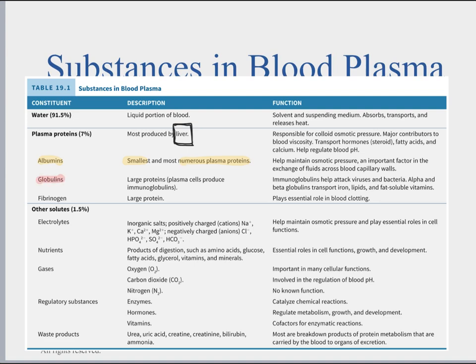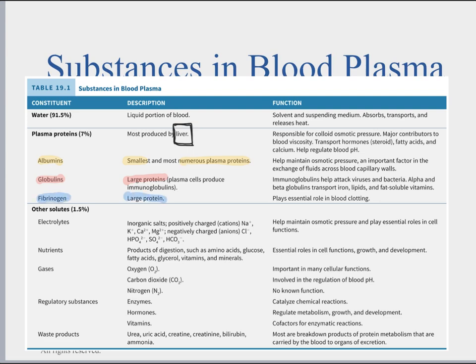The second are globulins. These are a relatively large protein. They are the cells that produce immunoglobulins. So these are part of our immune system. These immunoglobulins are going to attack viruses and bacteria, and their alpha and beta globulins transport iron, lipids, and fat-soluble vitamins. The last protein we see is fibrinogen.